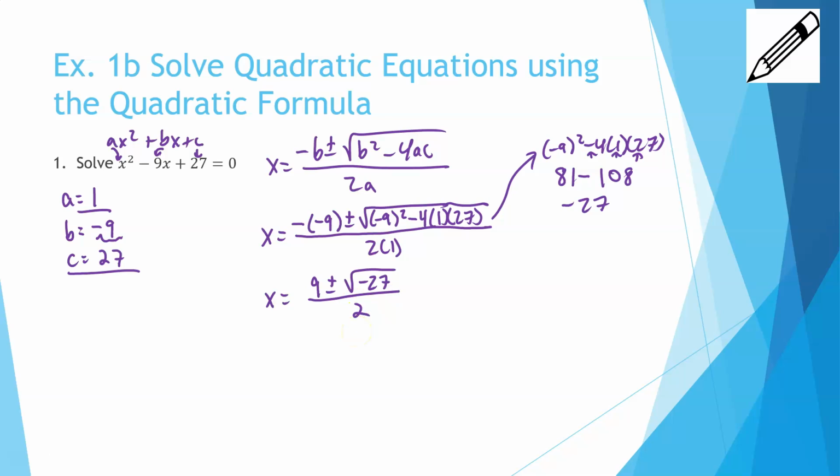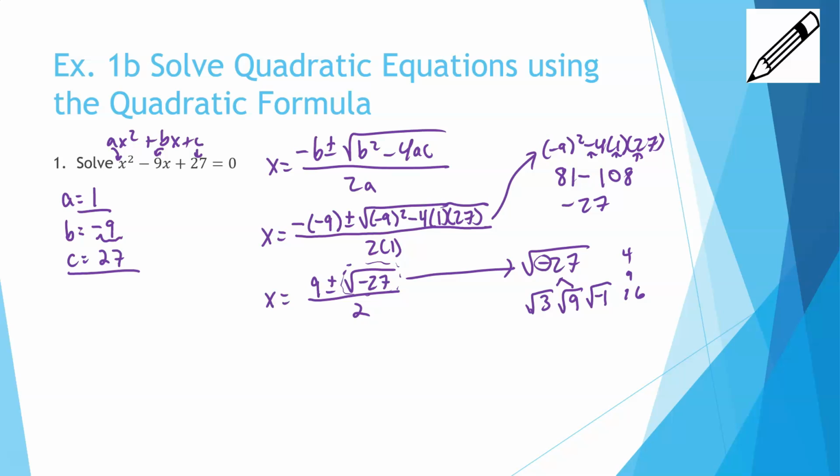Now this goes back to a section 4 concept. So I take the square root of -27. And once again, I'm thinking about my perfect squares: 4, 9, 16, so on and so forth. And I know that 27 is 3 times 9. However, the problem is the negative. So I can break this apart as the square root of 3 times the square root of 9 times the square root of -1.